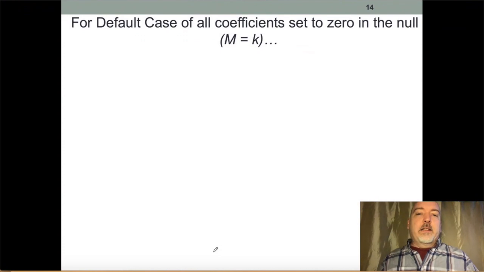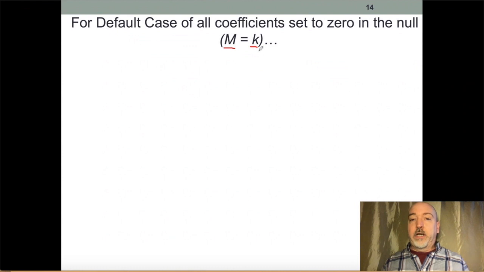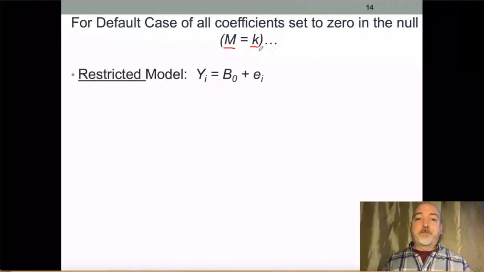So let's take another quick look at this specific goodness-of-fit or default F-statistic case. This case where the number of restrictions is exactly equal to the total number of coefficients. Because it turns out we can get a nice little mathematical simplification that will make it easier to calculate and also easier to interpret this F-statistic result.